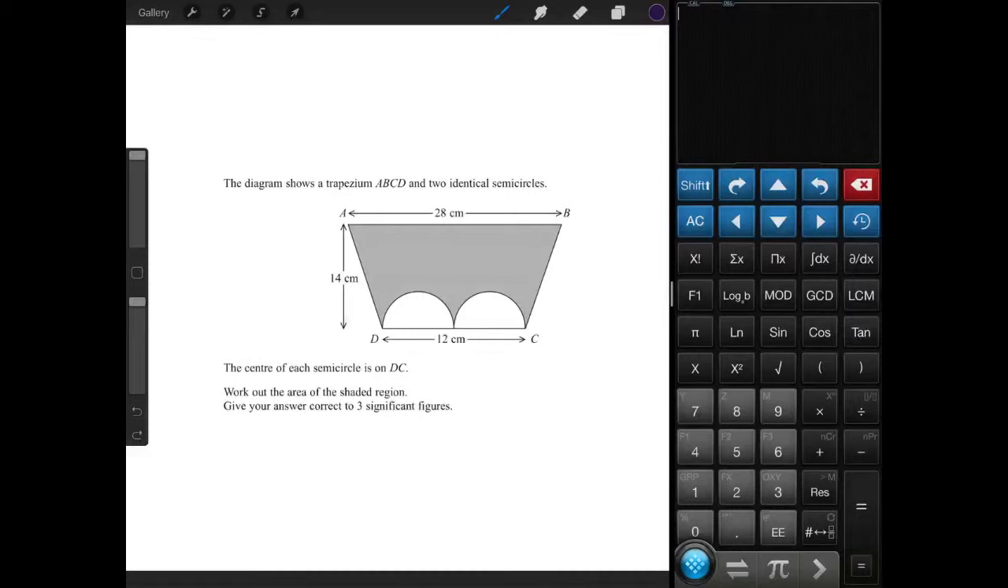Okay, so there are a number of stages to this. The first stage that I'm going to do is I'm going to work out the area of the trapezium.